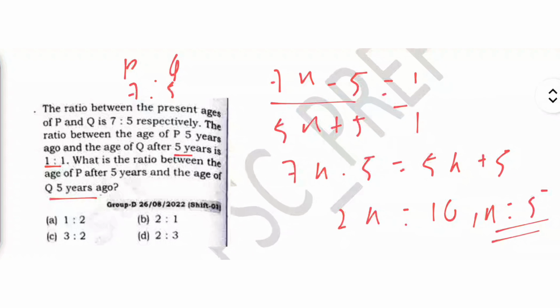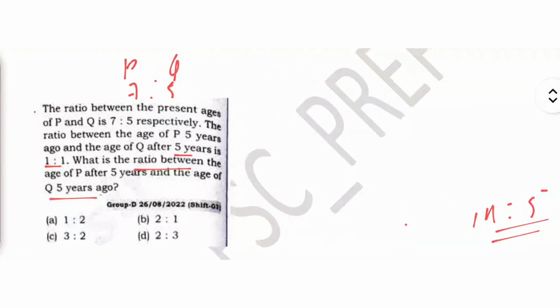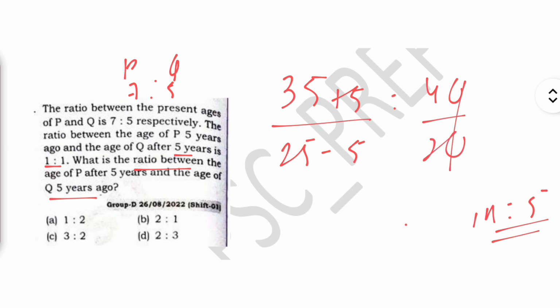Okay, x is 5. Now we have to find the ratio between the age of P after 5 years and the age of Q 5 years ago. You already know x is 5. Find the present age of P. 7 5s is nothing but 35 and Q 5 5s are 25. We have to find age of P after 5 years, plus 5, and age of Q 5 years ago, minus 5. This is nothing but 40 upon 20, which is 2 is to 1. So answer is B. Okay.